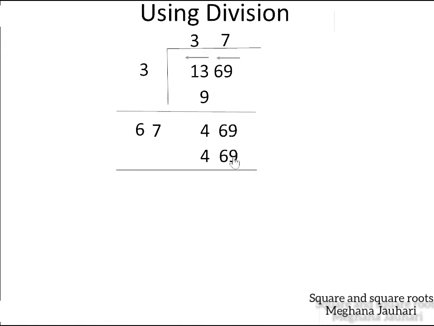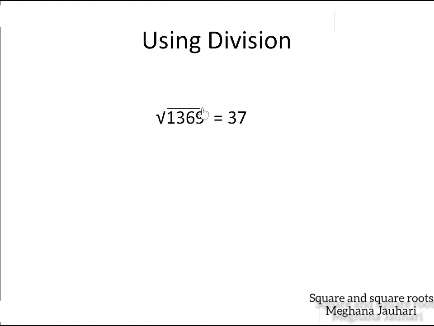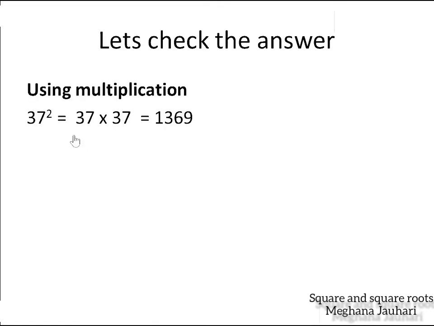Now we do subtraction as we do in proper division. So we will get 0 and we have got remainder as 0, which means that we have arrived at the square root of 1369. The quotient is your answer. So root over 1369 is equal to 37. Let's check the answer using multiplication. 37 square, which means 37 into 37, and just see, yes, our division method was correct.